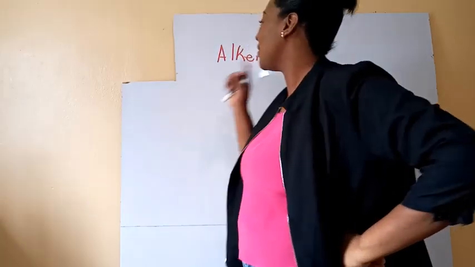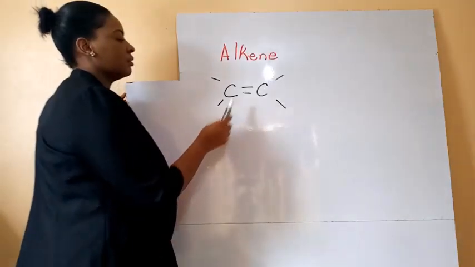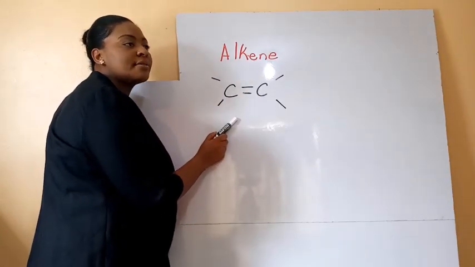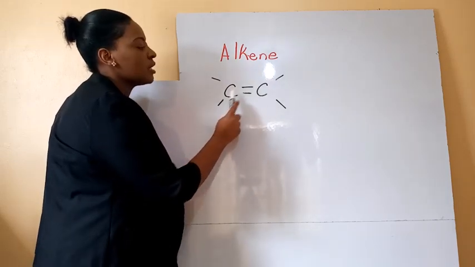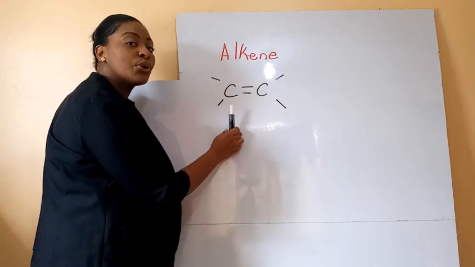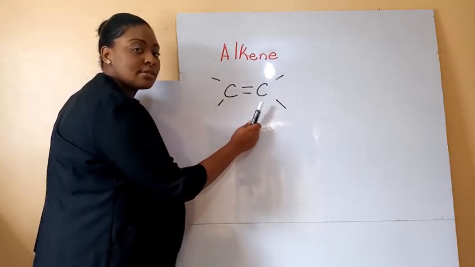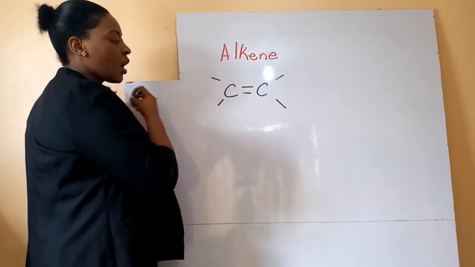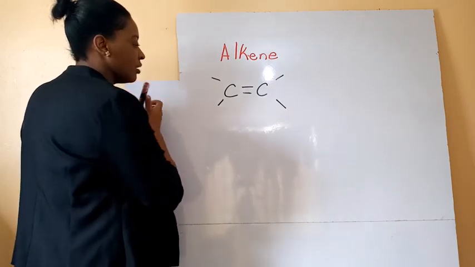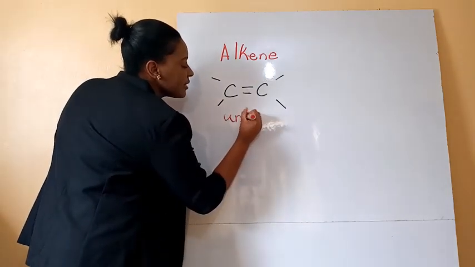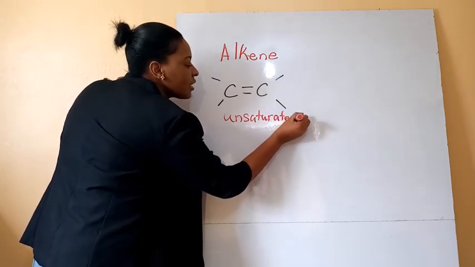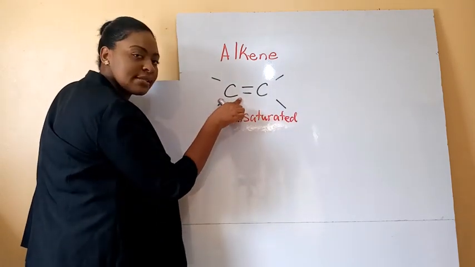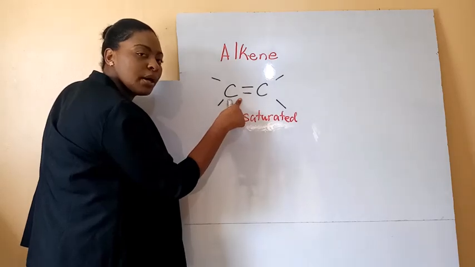Today we are going to be looking at alkenes. Your alkenes are identified by the functional group C double bond C. So that's how you identify your alkenes. Your alkenes are unsaturated, and they are unsaturated because they possess a carbon-carbon double bond.